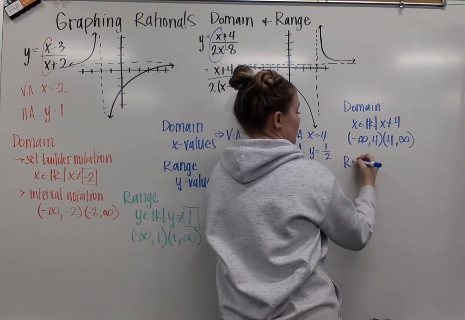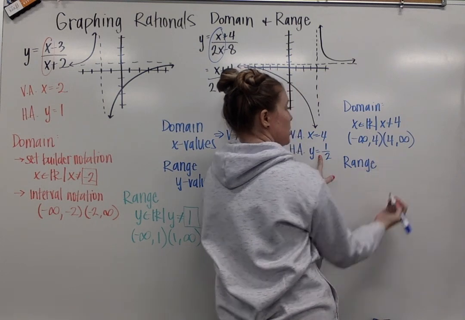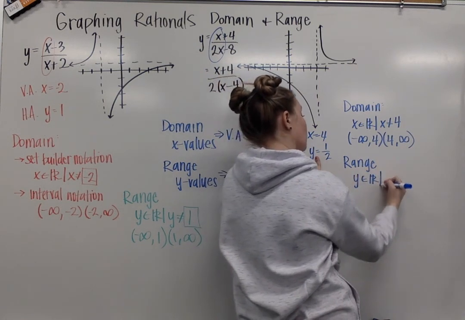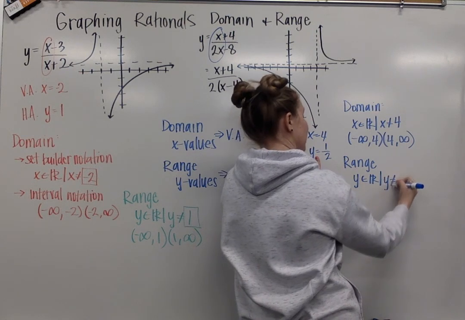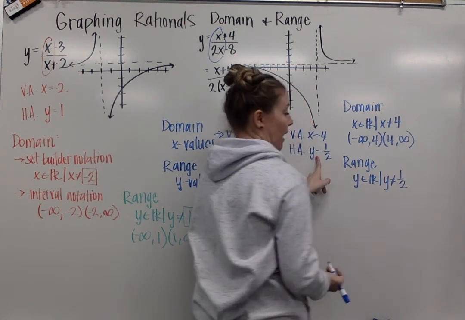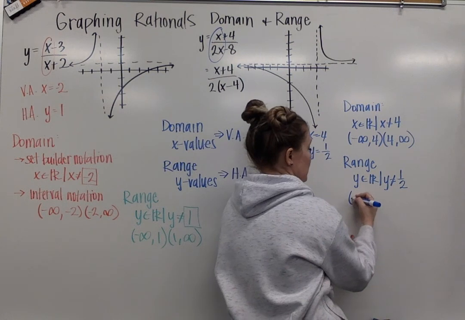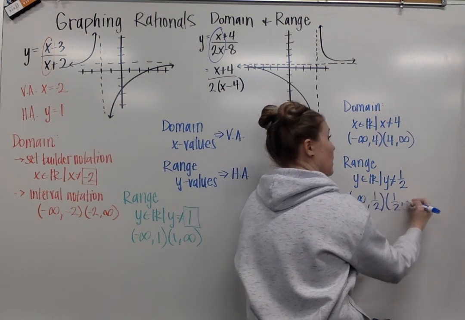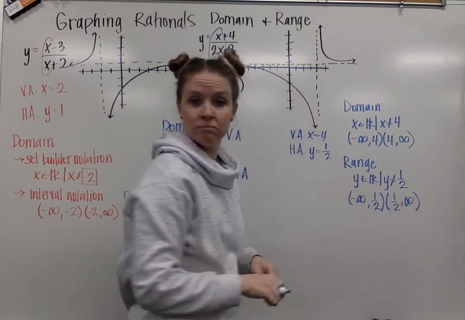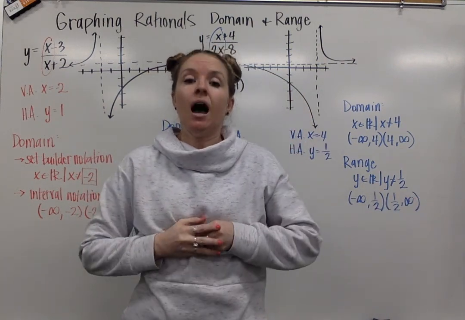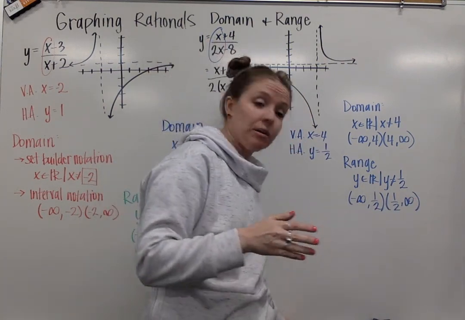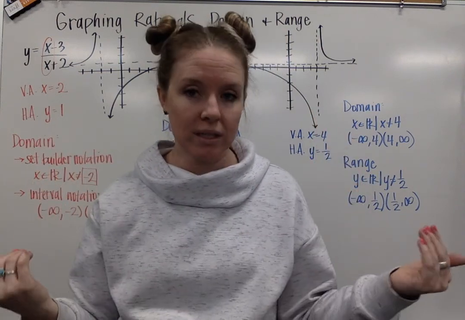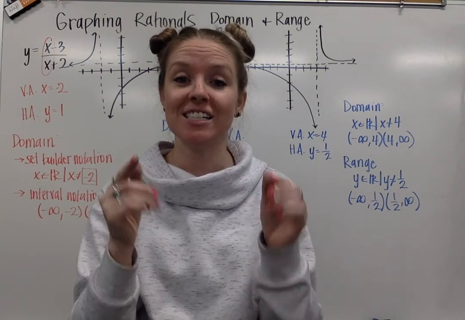My range, using my horizontal asymptote and my y values. Y is an element of all reals, but y cannot equal 1/2. And using interval notation, that's negative infinity to 1/2 and 1/2 to infinity. Okay, I think on the practice sheet, I've made it a little bit more complex. I've used a couple vertical asymptotes. It works the exact same way. If you've got questions, ask away.